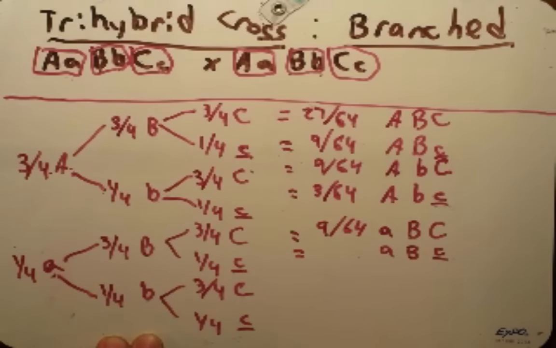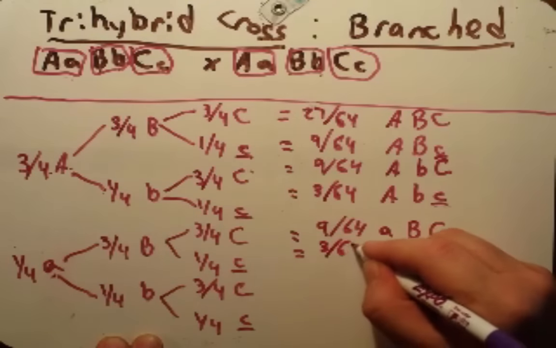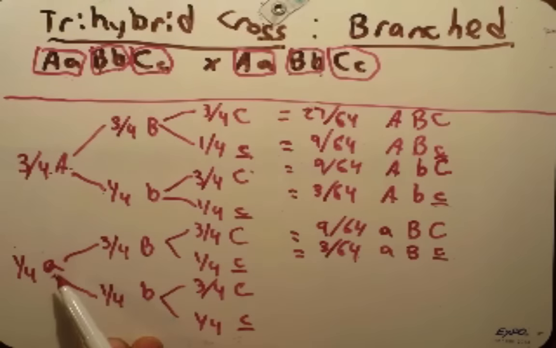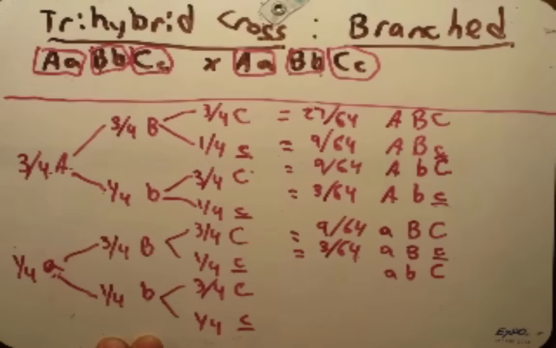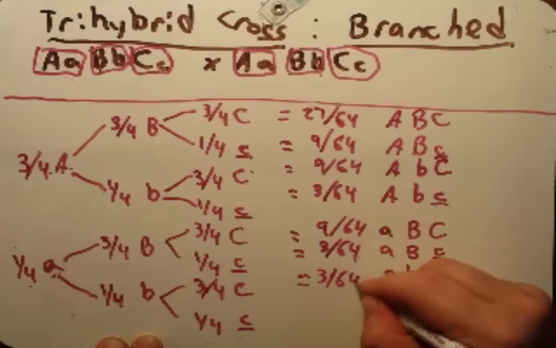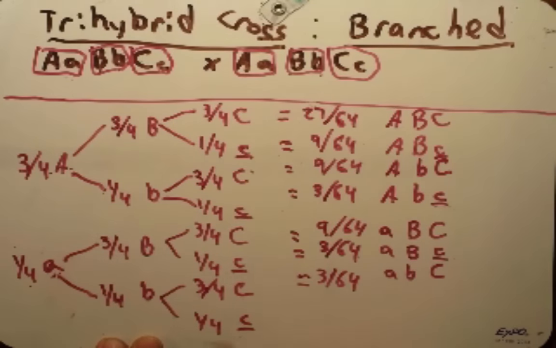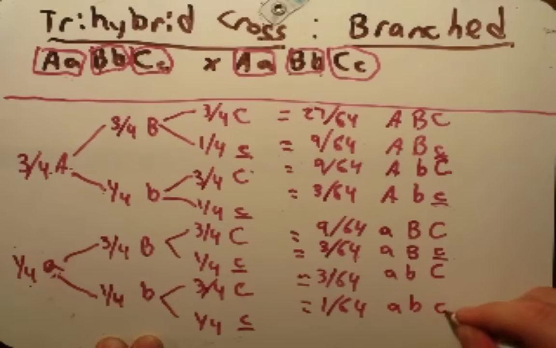And then for the other one here, little a, big B, little c: 1/4 times 3/4 times 1/4. And that's going to give us 3/64. Now we want to look at these bottom two. Little a, little b, big C, which is going to be 1/4 times 1/4 times 3/4. And that's going to be equal to 3/64. And then our bottom one here is 1/4 times 1/4 times 1/4, which is equal to 1/64, being little a, little b, little c.